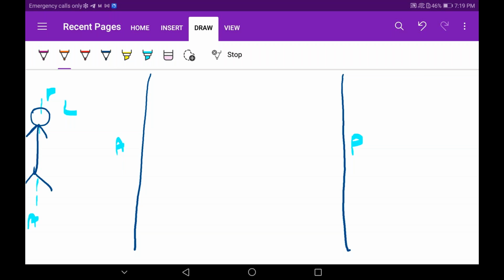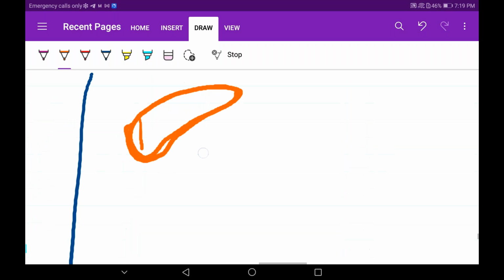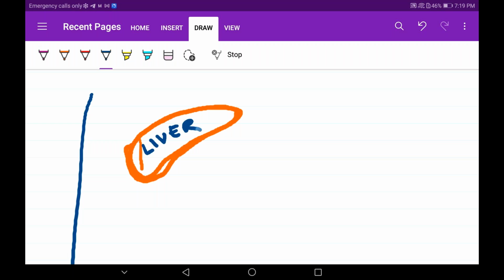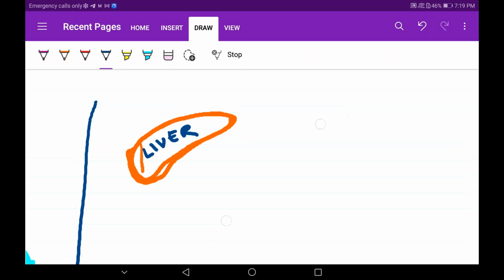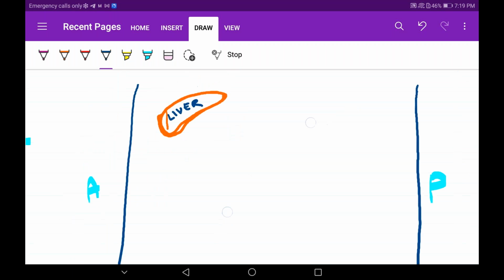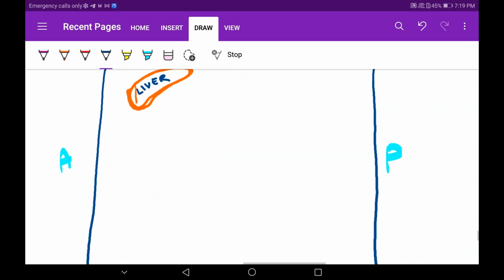So first, after cutting the body into half, our liver will come over here. Did you understand this? I'm going to label it very nicely. Yes, this is our liver. Next, just below the liver, a little bit not posterior, just below the liver, we will have another organ. This is our stomach. Okay, stomach, I'm putting S.